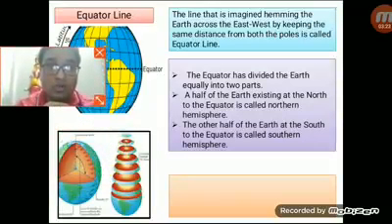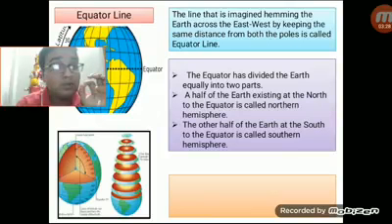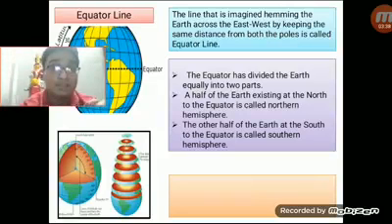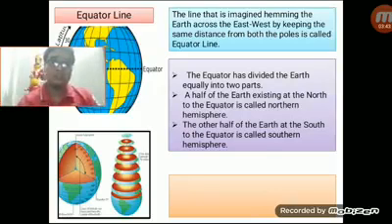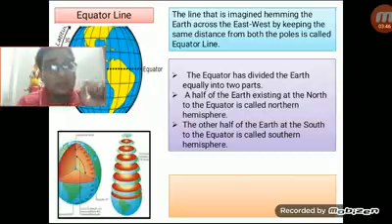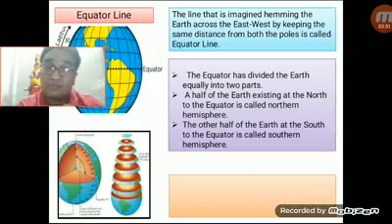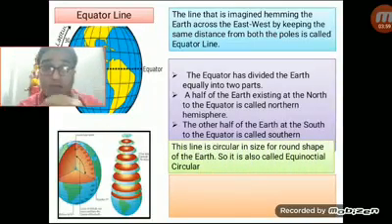Now I am going to show you a picture again, and now I am going to talk about the equinoctial line. Basically the equinoctial line and the equatorial line are the same thing, but the definition of the equinoctial line is different. The equator line is called the equinoctial line because of its circular size. So this is the definition of the equinoctial line.